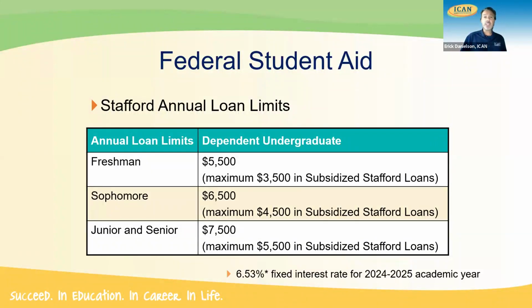Now, we just found out this past week what the interest rate is going to be on Stafford loans for the 24-25 academic year. I wish I had better news, but the interest rates have gone up. This year, that's going to be 6.53%. That is a fixed interest rate for the 24-25 academic year. Typically, we generally learn the Stafford loan interest rate for the next year's loans in May or June or right before then. So that interest rate is for loans that are disbursed on or after July 1 of this year.